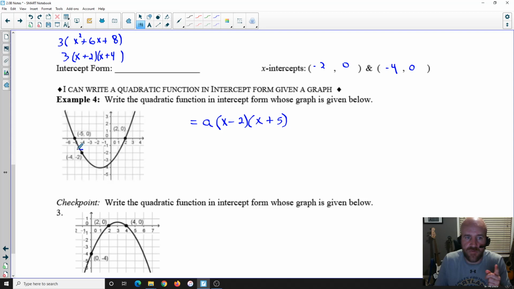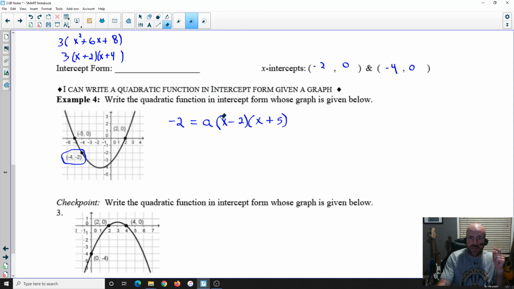Now the y value is going to come from right here, this other point on the parabola. Okay, we can't use our intercepts. That's not going to work. We have to have another point. So the other point given is -4, -2. Well, the y value right there is a -2. And then the -4, we're going to have to plug in to these x's. So we got to get rid of these x's.